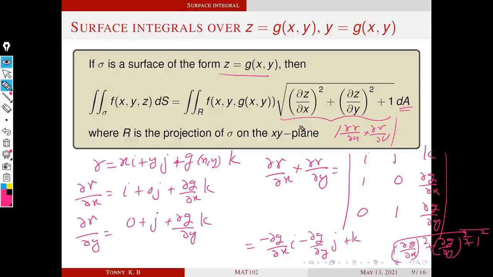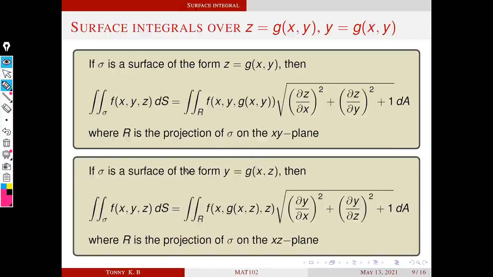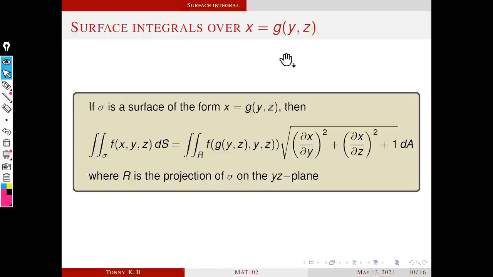Similarly, we can develop the other two formulas. The second one is, if sigma is a surface of the form y equal to g(x, z), then this is the corresponding formula for evaluating the surface integral. Similarly, we have one more formula. If the surface is of the form x equal to g(y, z), then this is the formula for evaluating this surface integral. So all are similar to the first one.